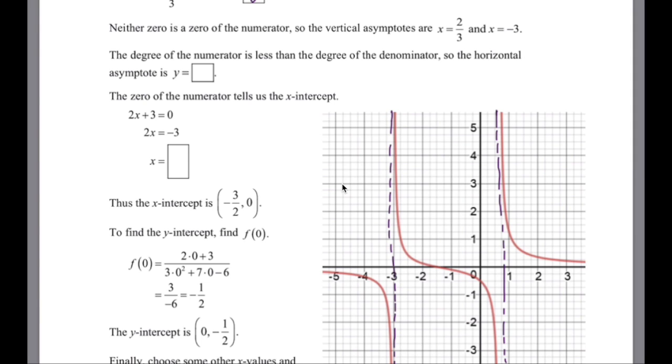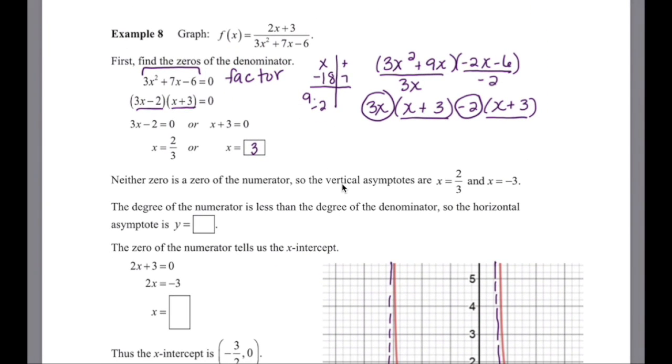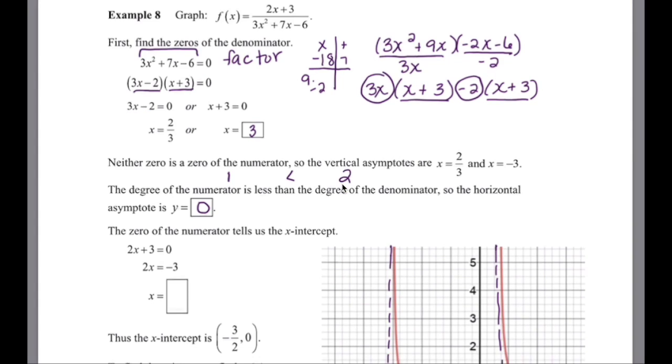The degree of the numerator is less than the degree of the denominator. So the degree of the numerator is 1, and that is less than the degree of the denominator of 2. So we automatically know that we're going to have a horizontal asymptote at 0.